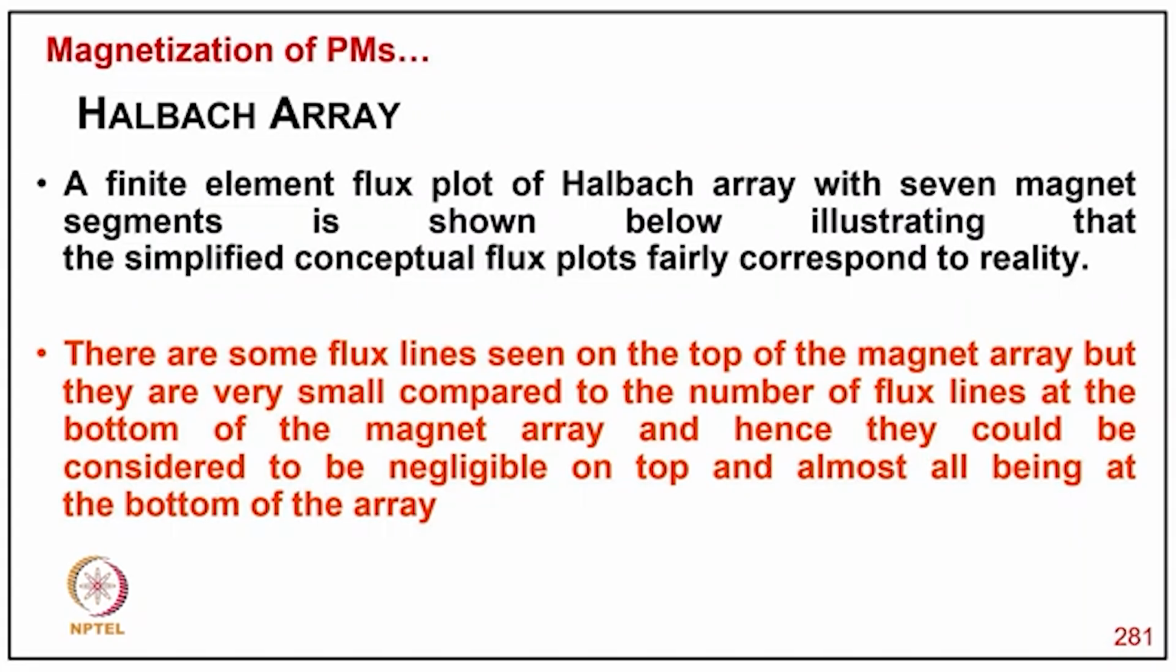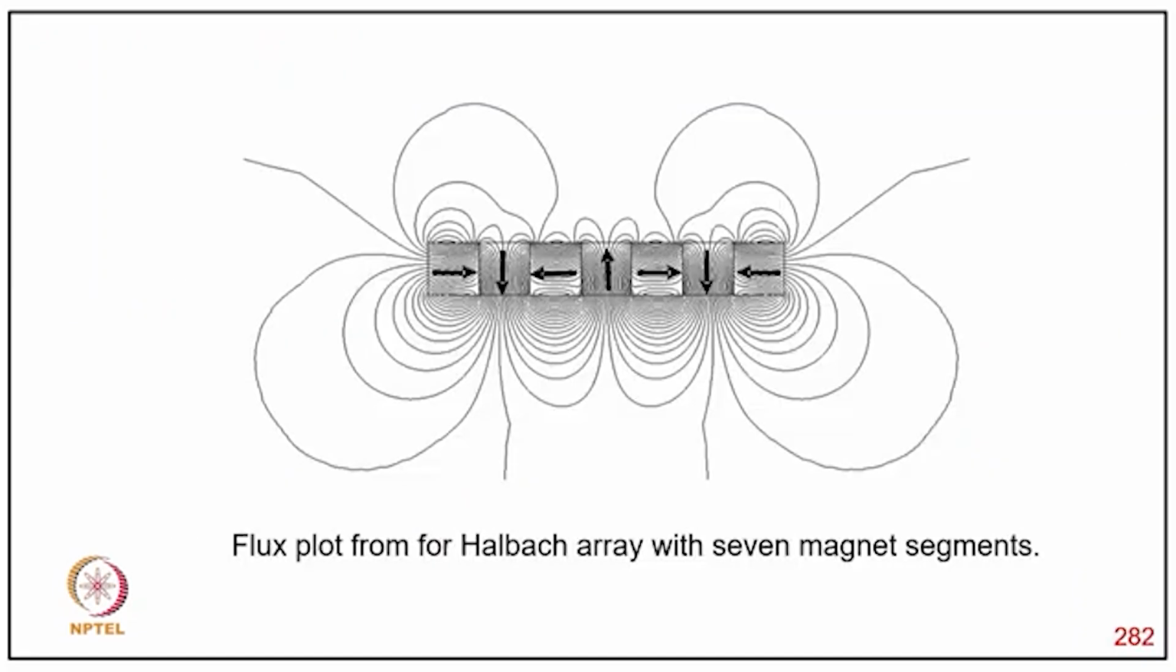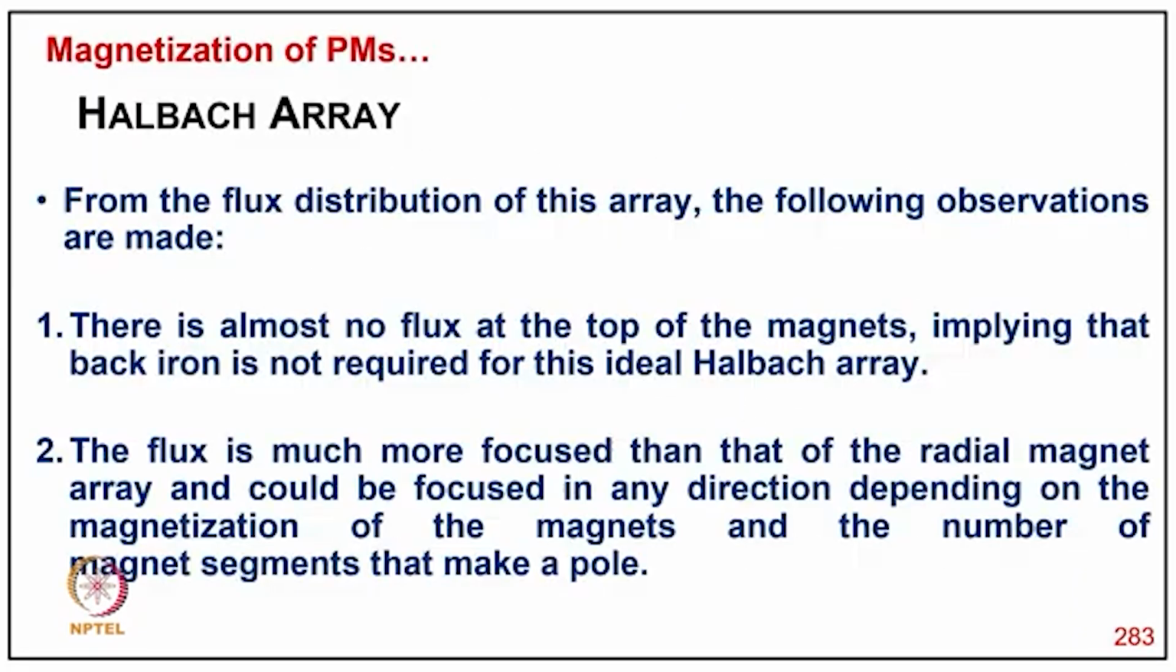illustrating that the simplified conceptual flux plot fairly corresponds to reality. There are some flux lines seen on the top of the magnet array, but they are very small compared to the number of flux lines at the bottom of the magnet array, and hence they could be considered negligible on the top, with almost all the flux being on the bottom of the array. This is how the flux flows in a Halbach array with 7 segment magnets.